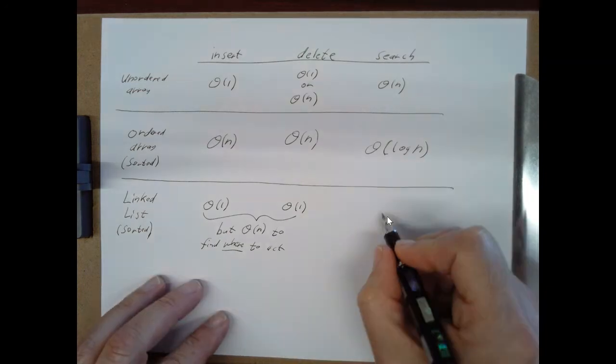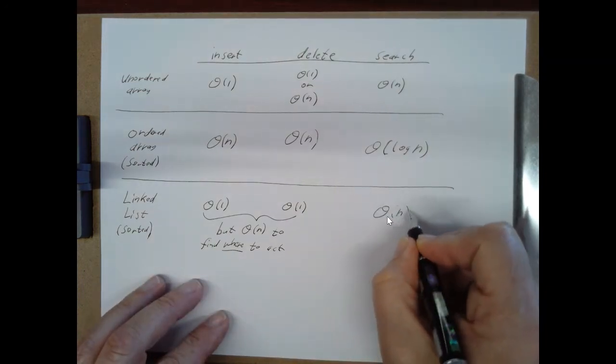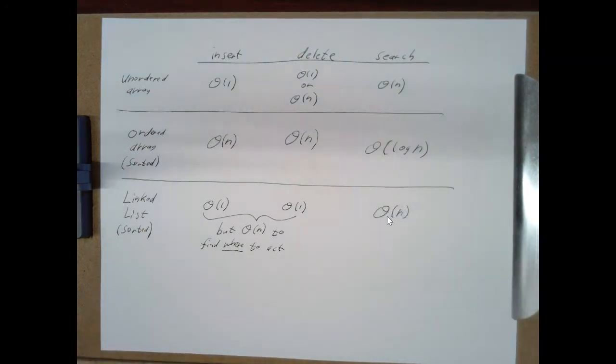And the search is absolutely dreadful. It's order n, because we can't play high-low, so it's just like an array. The sort doesn't save us any time.